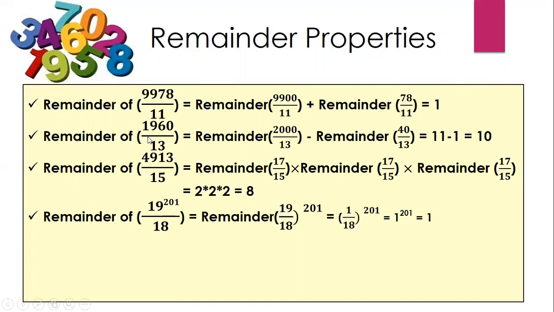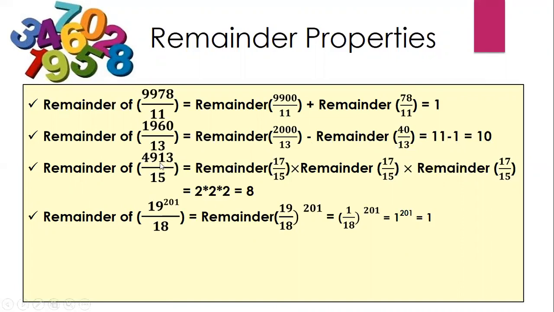Remainder of 1960 when divided by 13, what is the remainder? So 1960 can be written as 2000 minus 40. So remainder of 2000 by 13 minus remainder of 40 by 13 will give me the answer. So 2000 when divided by 13, the remainder is 11. 40 when divided by 13, the remainder is 1. So finally we need to subtract 11 minus 1. So we'll get 10.